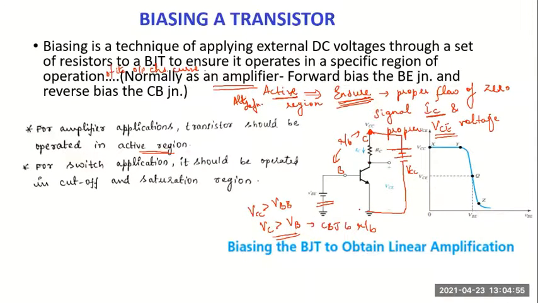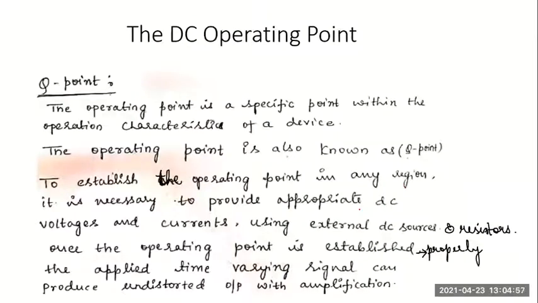Anyway, based on this biasing, we are going to fix something called the Q point or the DC operating point. So what does Q stand for? Q stands for quiescent point. What is the meaning of quiescent? Quiescent means silent. So here quiescent means silent.